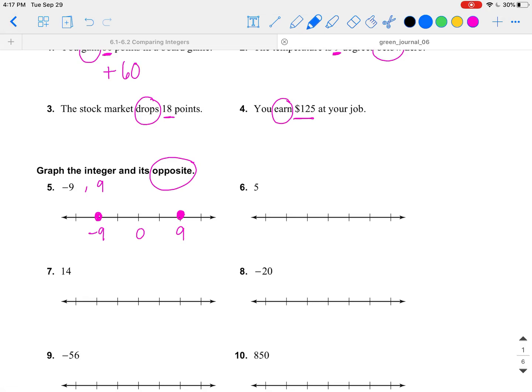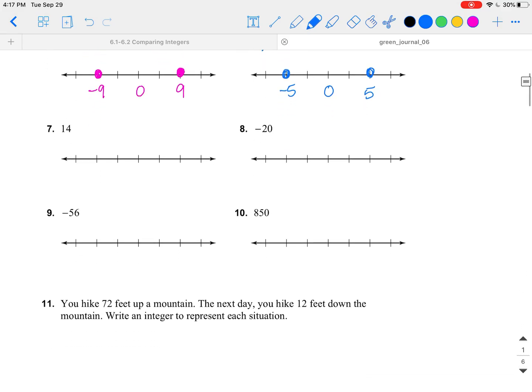So I'll just do this next one, actually, 5. So the opposite of that would be negative 5. So I'm just going to put 0 in the center. And remember, your positive values will always be to the right. So I'm going to put 5 right here and negative 5 right here and just plot a point on them. And it's really as simple as that. So follow that same process.